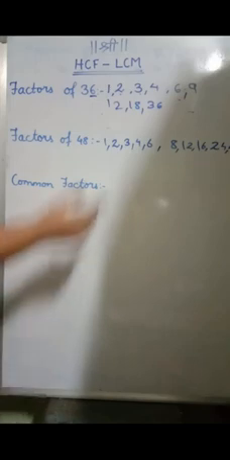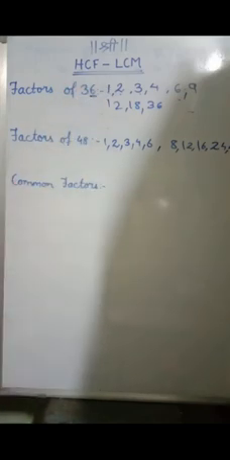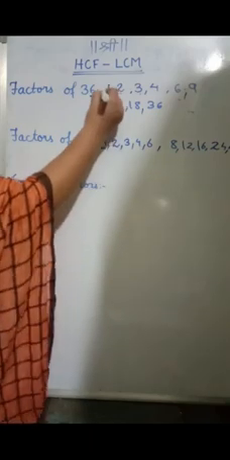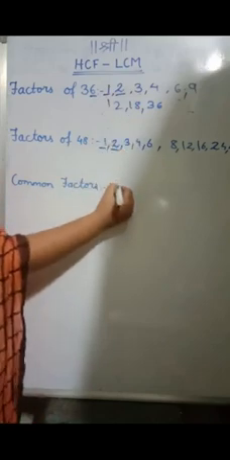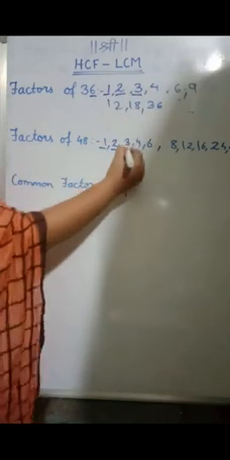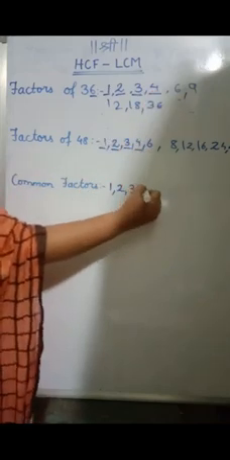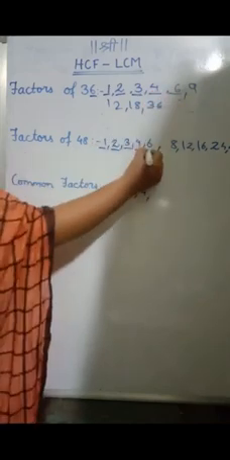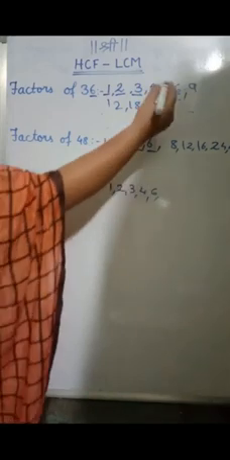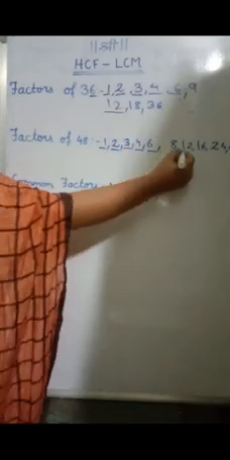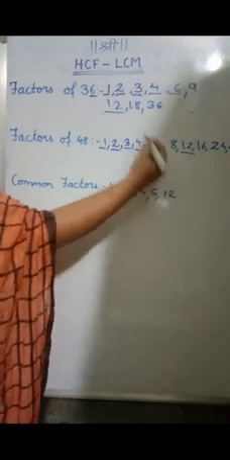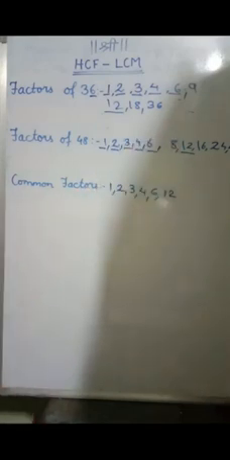Okay. Now from these two numbers, find the common factors and underline them. 1 is common, 1. Yeah. 2, 2. 3, 3. 4, 4. 6, 6. 12, 12. Then after that, no. So the only common factors are 1, 2, 3, 4, 6 and 12.